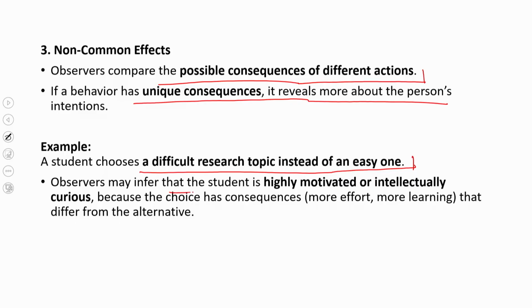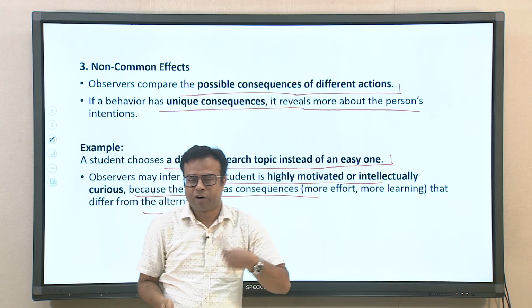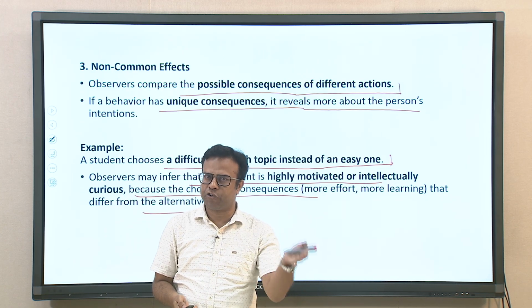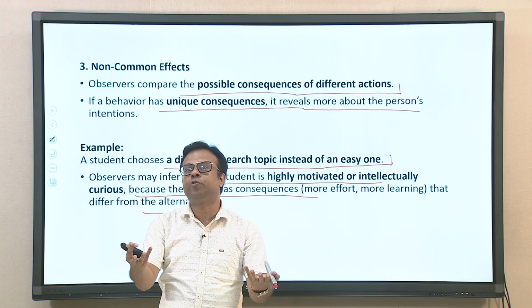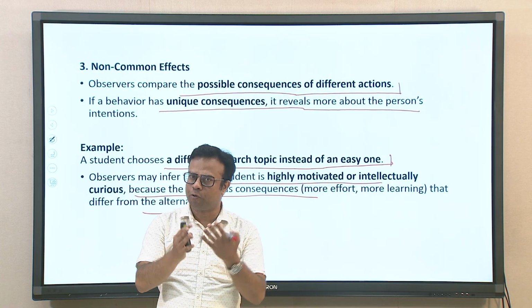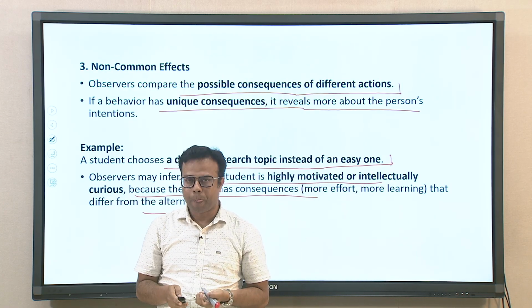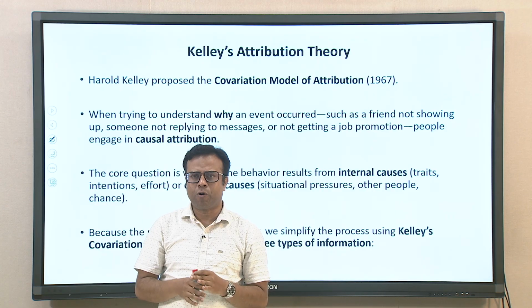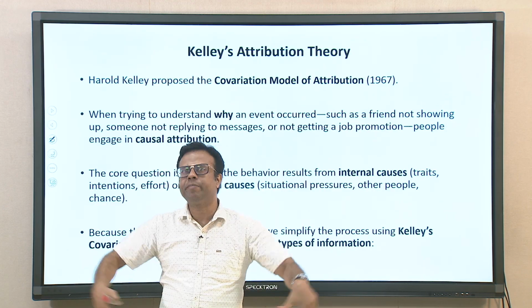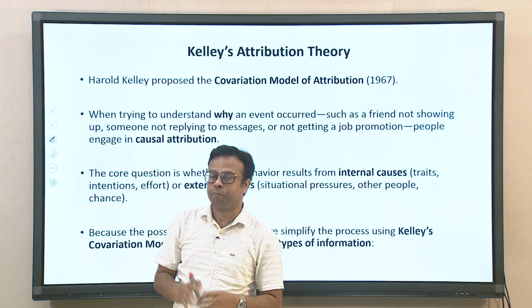So, an observer may infer that the student is highly motivated or intellectually curious, because the choice has consequences that are different from alternatives, non-common effects because of the consequences. So, it can also reflect the personal characteristics of the person. So, that is another theory that talks about how we attribute causes of a behavior, and causes are mostly either external or internal.